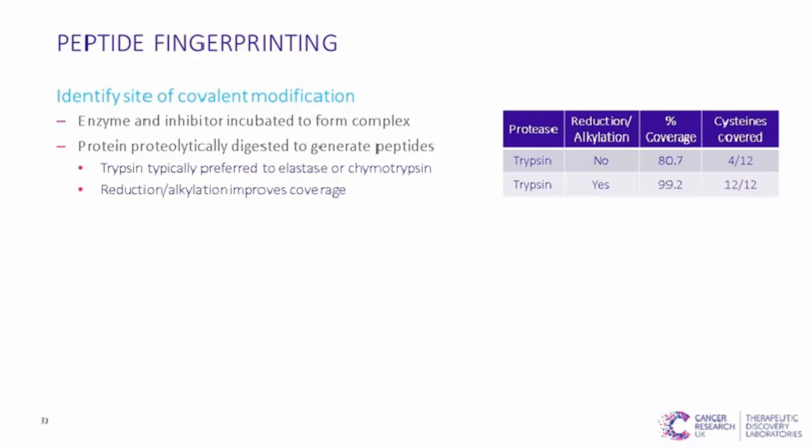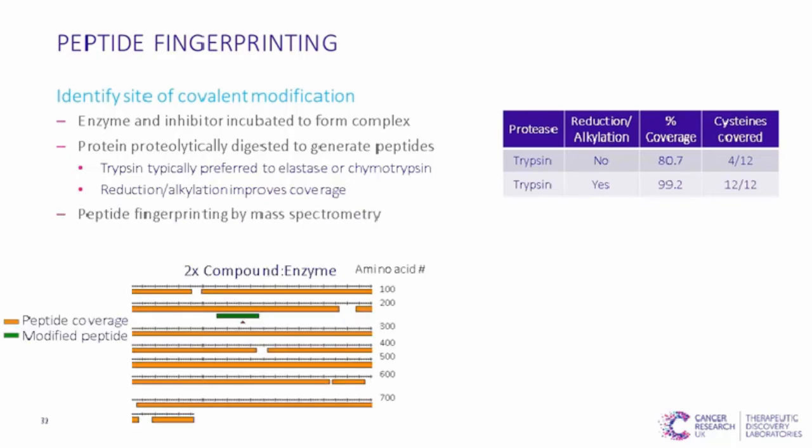In this example, reduction and alkylation improved our coverage from 80% to over 99%, and critically, without reduction and alkylation, only 4 out of the 12 cysteines in the protein were covered, and this increased to all 12 cysteines following reduction and alkylation. This is an example of what the output of this technique might look like.